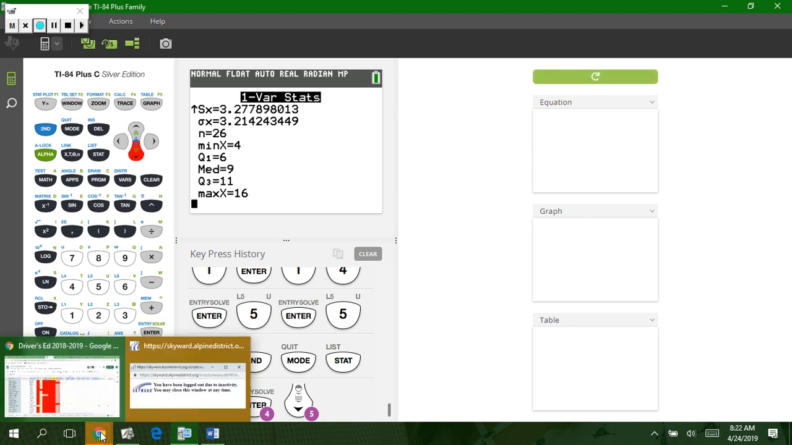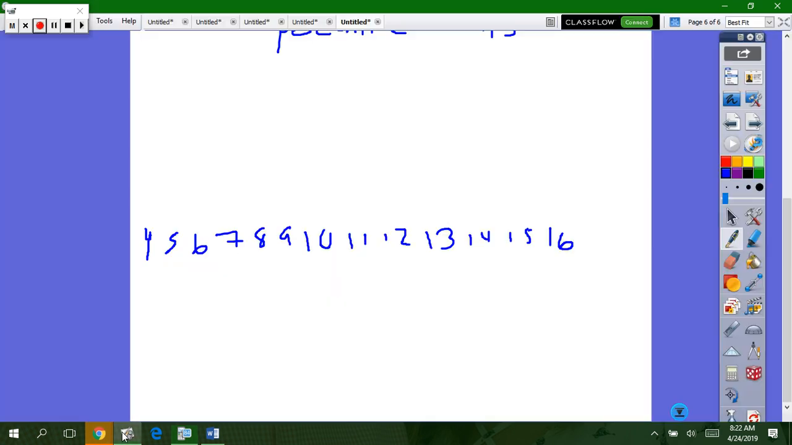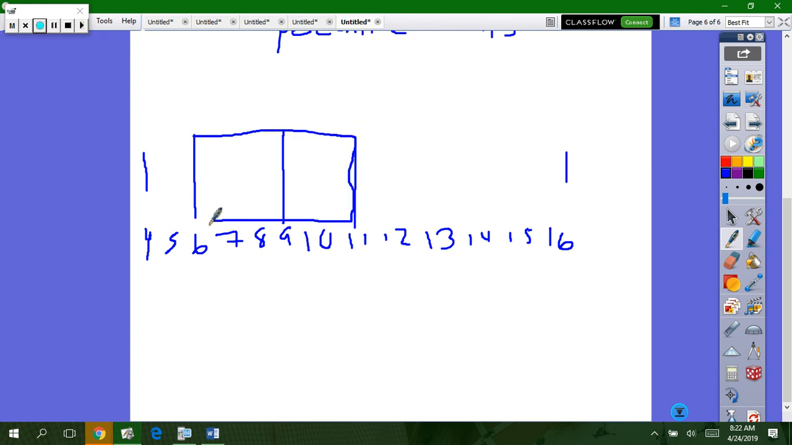Okay. So let's go back to here. My min was at 4, I believe. Is that a correct statement? Quartile 1 was 6. Median was 9. 11. 16. Okay, here's my box. Here's my whiskers.